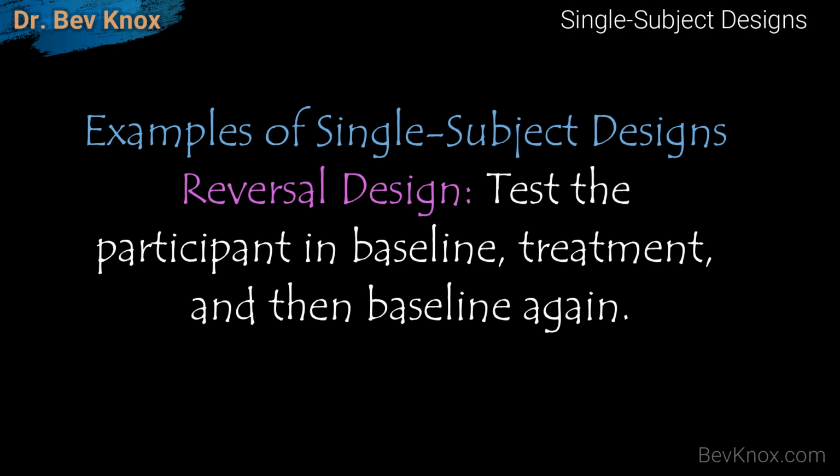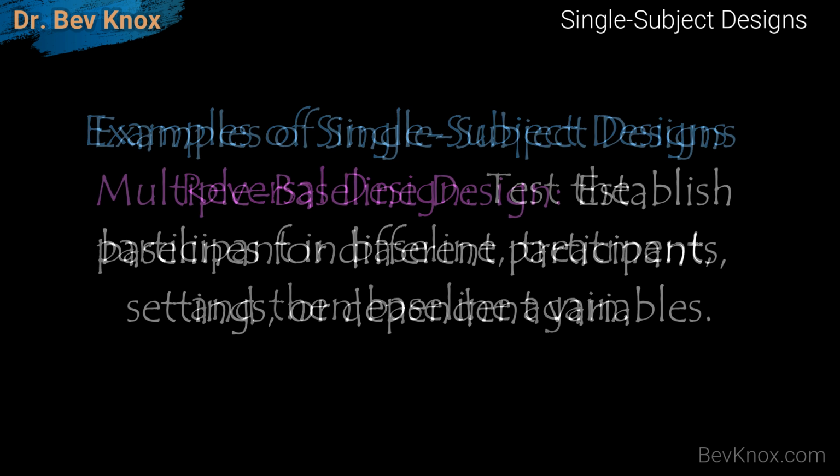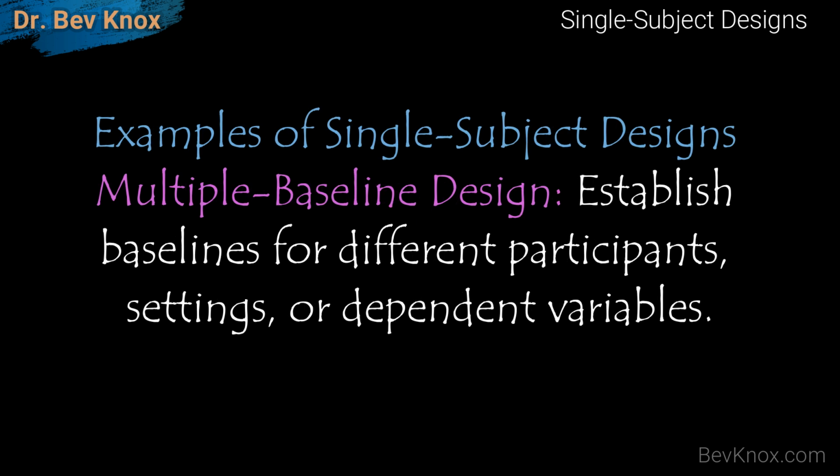All right, so let's talk about examples of single subject design. Reversal design. Test the participant in baseline, treatment, and then baseline again. And multiple baseline design. Establish baselines for different participants, settings, or dependent variables.